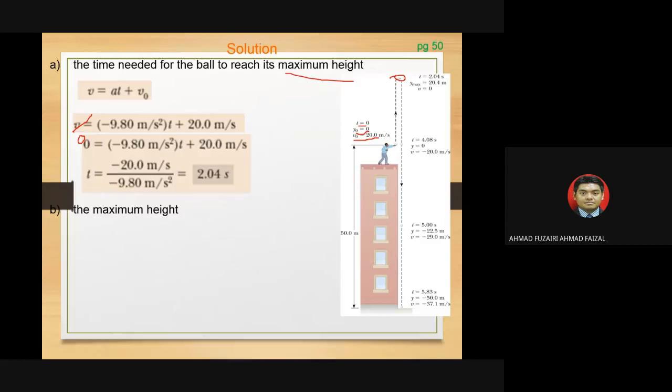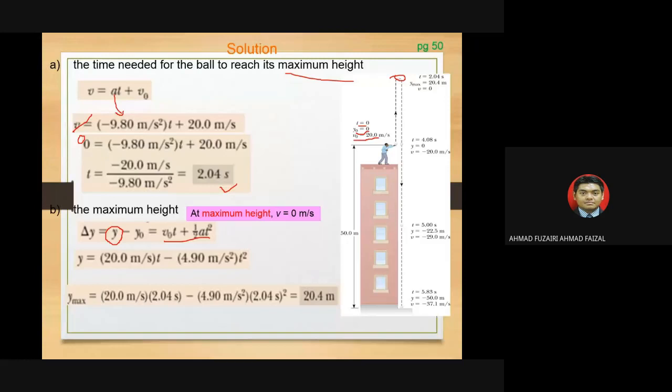Again, you need to remember that the gravitational acceleration is always equal to negative 9.8 meters per second squared as gravity is downward. For B, find the maximum height. Again, at maximum height, v equals 0. By using the equation delta y equals y minus y naught equals v naught t plus half a t squared, you need to find the value of y here. So, you will get the value of y maximum equal to 20.4 meters.